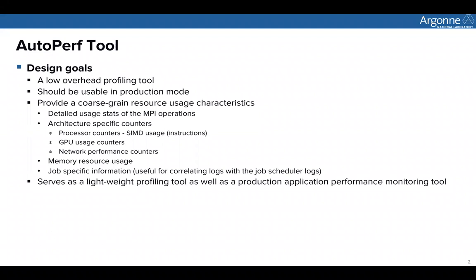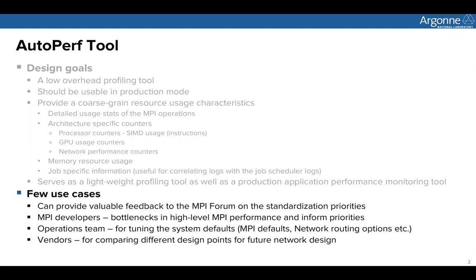So the use cases: at least from our experience of looking at this data, some useful information could be brought out from it, and we think this will be useful for MPI standardization priorities. I'll give you some examples of what we have learned from the data on Mira. Also for the MPI developers: which MPI operations are being used predominantly, where they should be spending more time looking for further optimizations, rather than spending time on operations which are not used predominantly by the production applications.